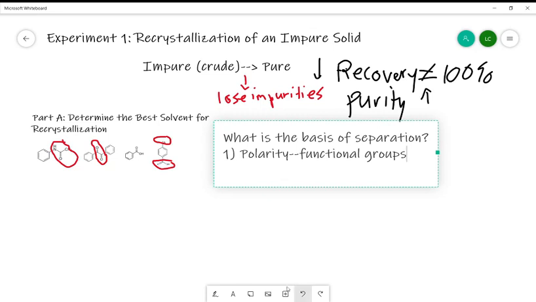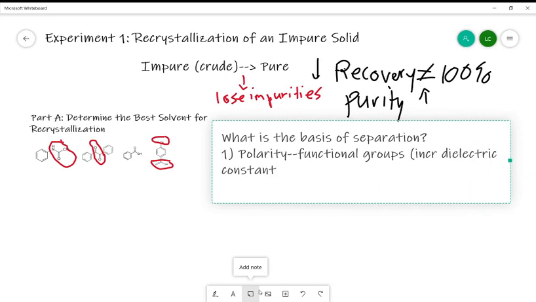So basically, an increase in dielectric constant equals more polar. There we go.